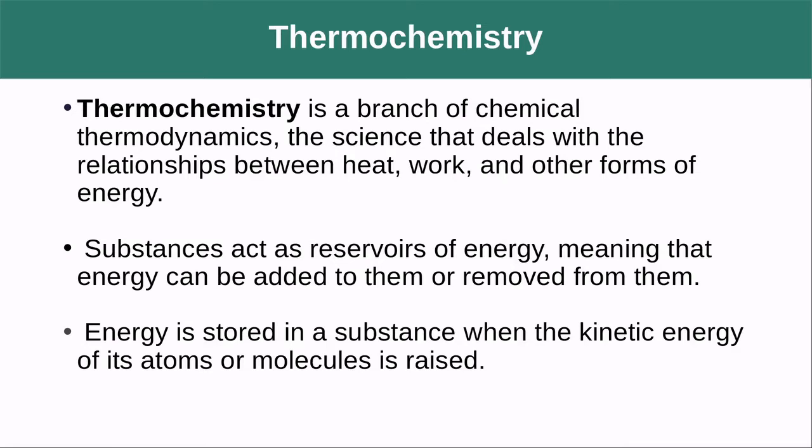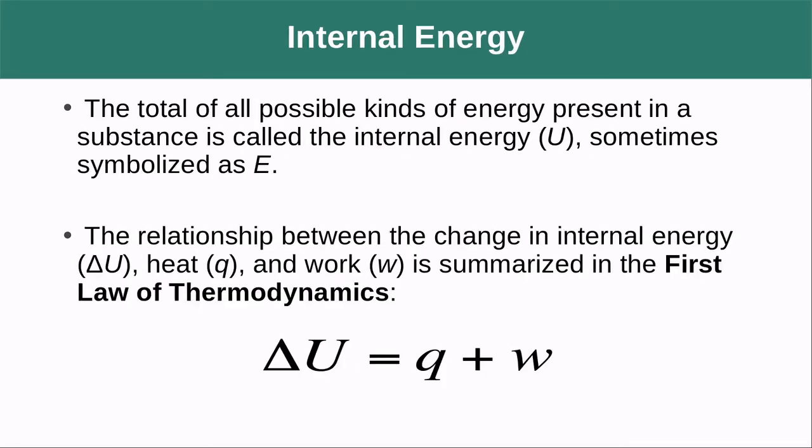And when we add energy to a substance, what's happening is we're increasing the kinetic energy of each of the atoms or molecules that make up that substance. So let's start off with defining internal energy. The total of all possible kinds of energy present in a substance is called the internal energy, and that is abbreviated with a capital U, very ambiguously. Sometimes you'll see a capital E, but in chemistry you're typically going to see a capital U.